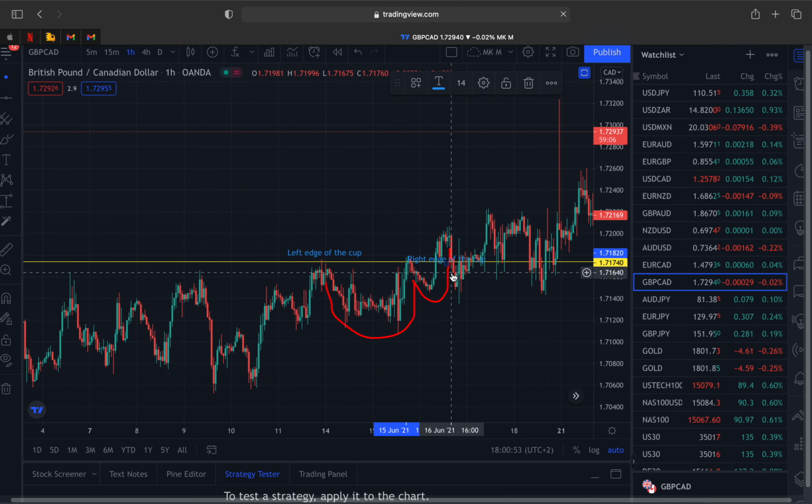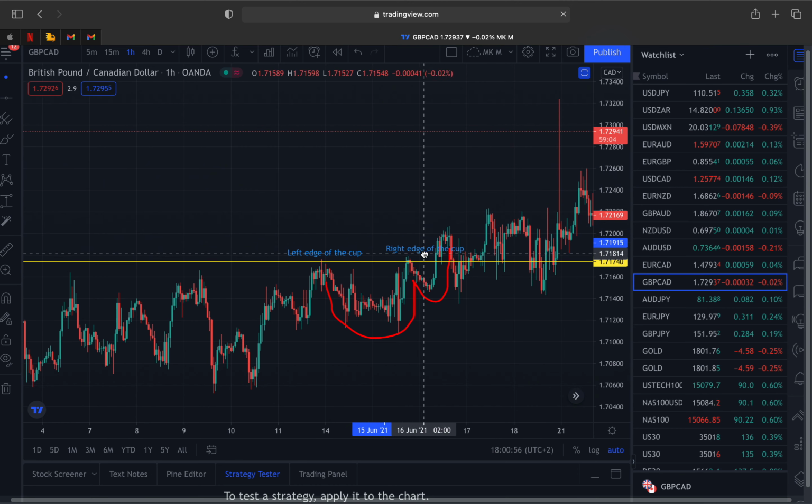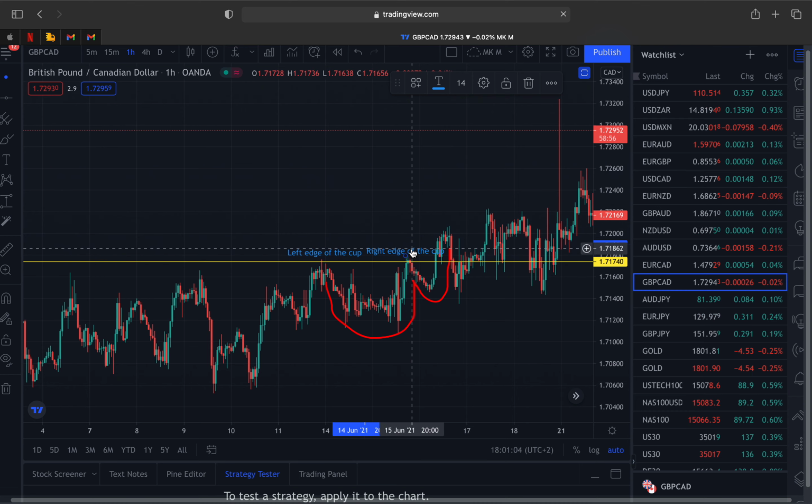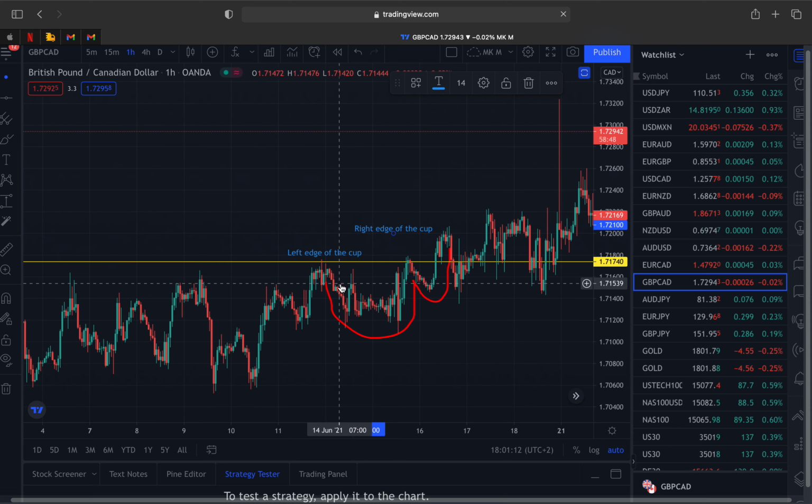So as you can see, let me just take this for you guys so it's visible. So here is the right edge of the cup. I'll put that there, but here is the right edge of the cup. So as you can see, they're almost aligned with the left edge of the cup.